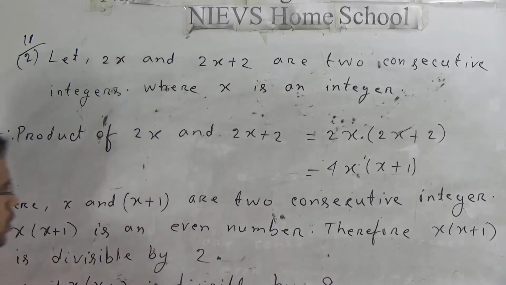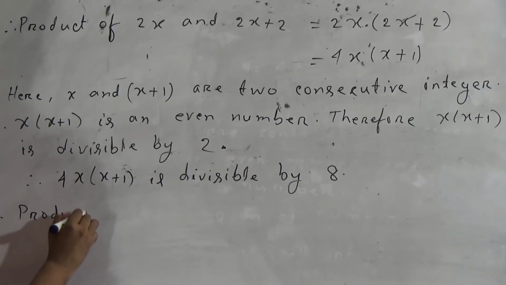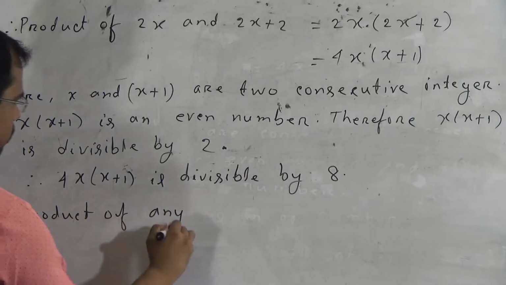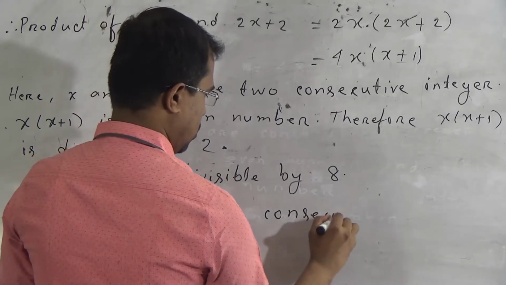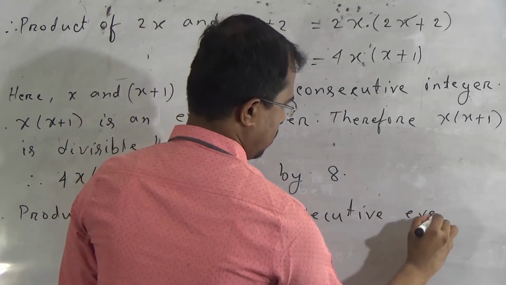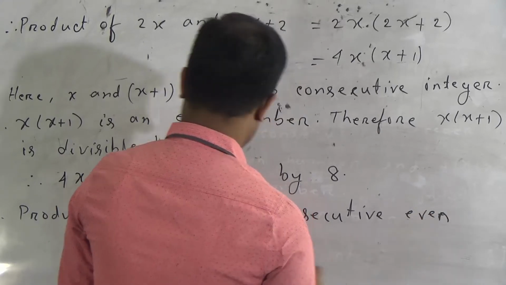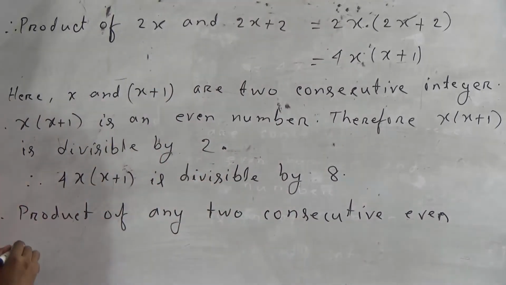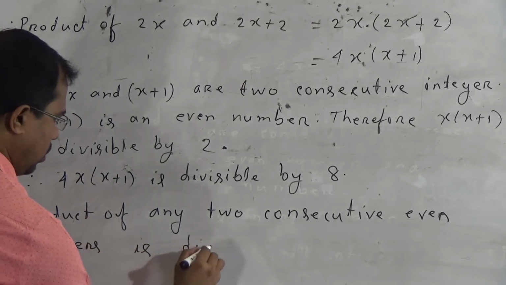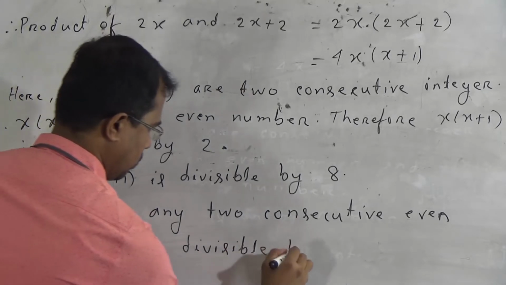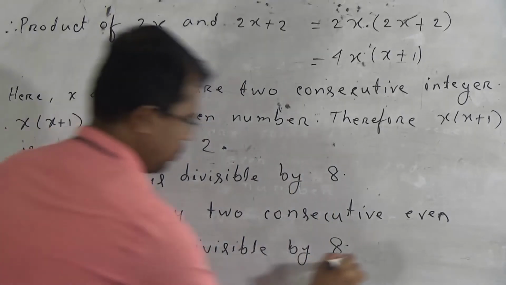So now we can say that the product of any two consecutive even integers is divisible by 8. Therefore, the product of any two consecutive even integers is divisible by 8. Proved.